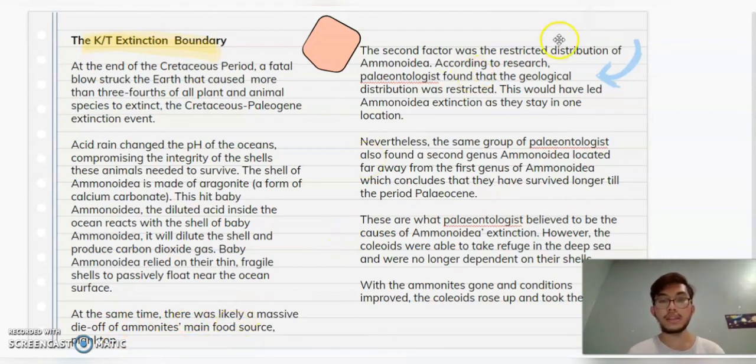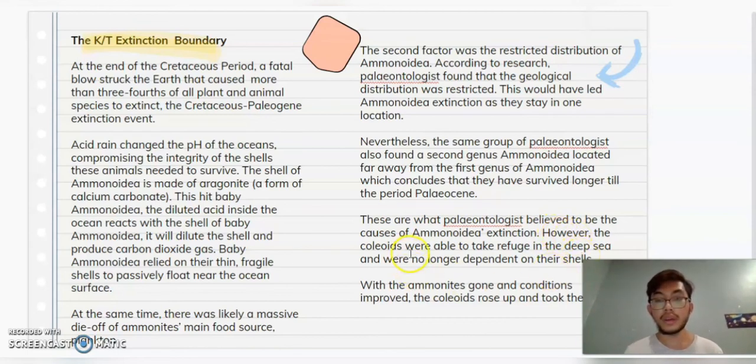The second factor is the restricted distribution of Ammonoidea. According to research, there were a few distributions existing further away from the first genus. So the second genus and the first genus were located at different locations, and this proves that they somehow survived longer than the expected extinction event. So these are what paleontologists believe to be the causes of Ammonoidea extinction.